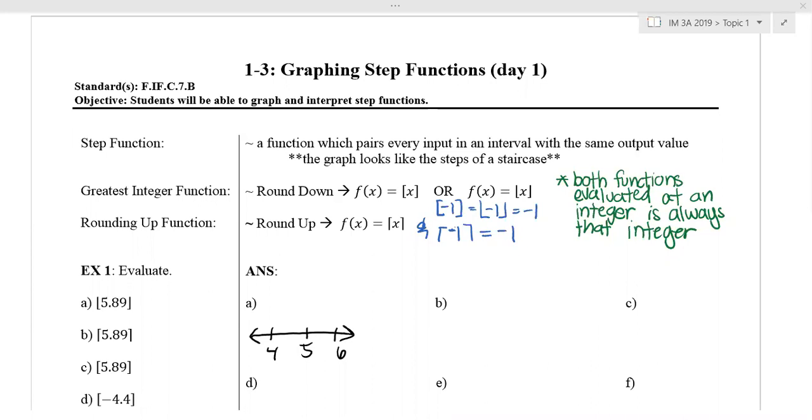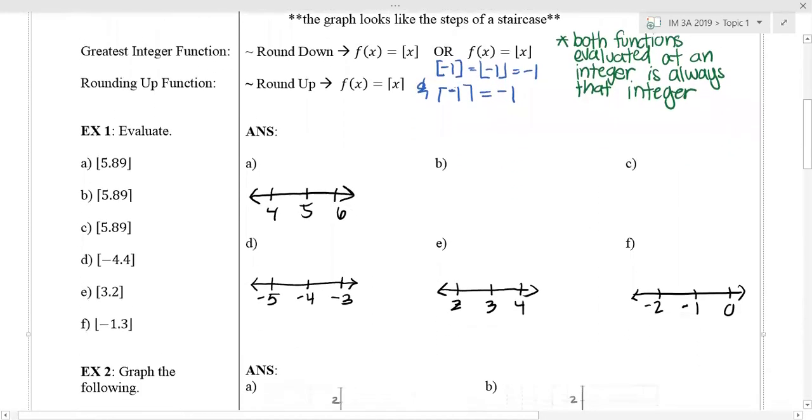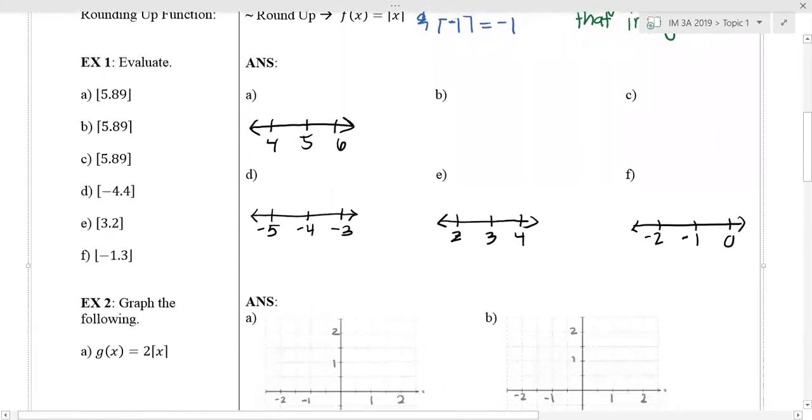One thing to note is that if I'm evaluating either of these two functions at an integer, my answer is that integer. As an example, if I'm rounding -1 down, my answer is -1. If I'm rounding -1 up, my answer is -1. Since that function value is an integer, when I'm rounding it, it is the closest integer below the number or above the number. We're going to look at example 1, where we are rounding some decimal values either up or down according to the function.